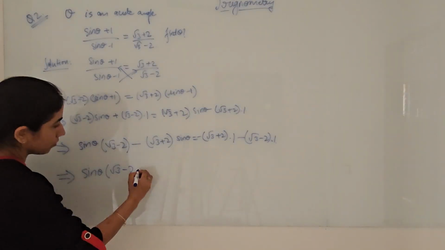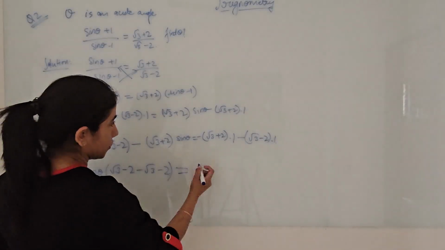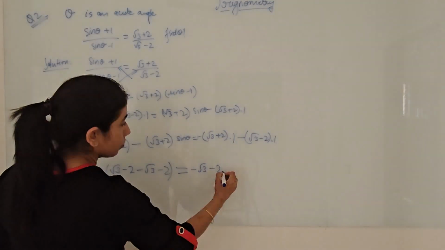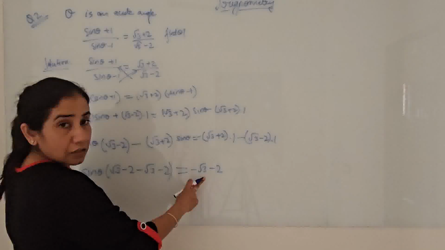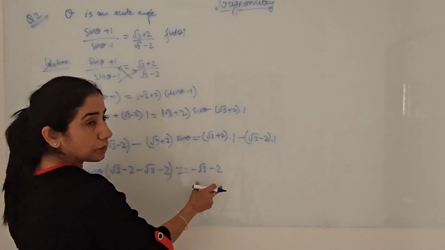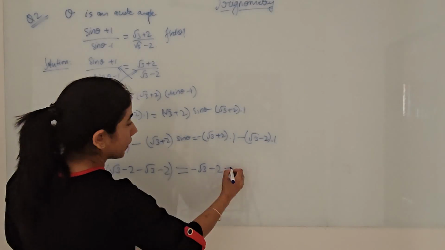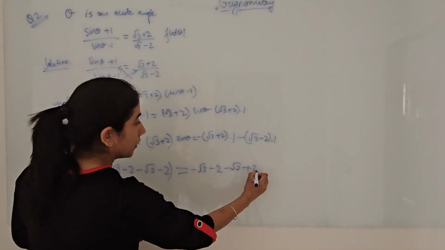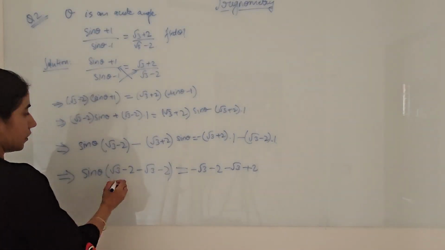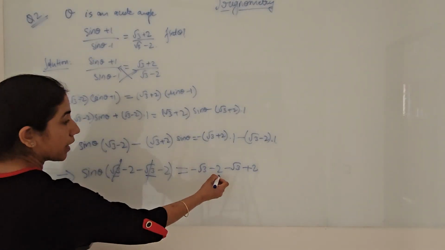Taking sin theta common and opening up the brackets, what will I get? Root 3 minus 2, and this will also become minus root 3 minus of 2. Seeing the RHS part, I will be getting minus root 3 minus 2. Understood now why minus root 3 minus 2? Because there is a minus sign outside the bracket, so when I open up the bracket, all the signs will change. Similarly with this bracket also. Here it will become minus root 3 and plus 2. Now sorting out what can get reduced: here root 3 and minus root 3 cut. On this side minus 2 and plus 2.